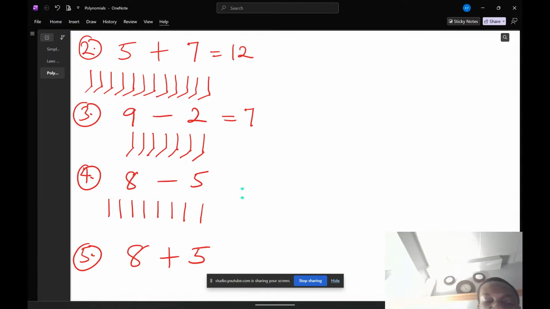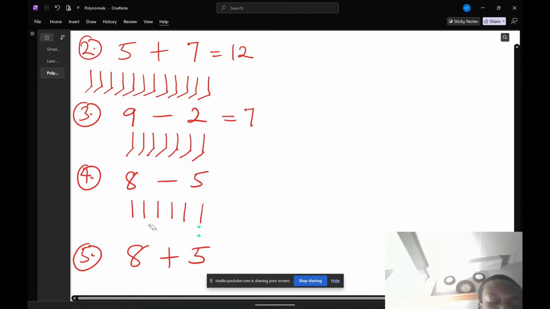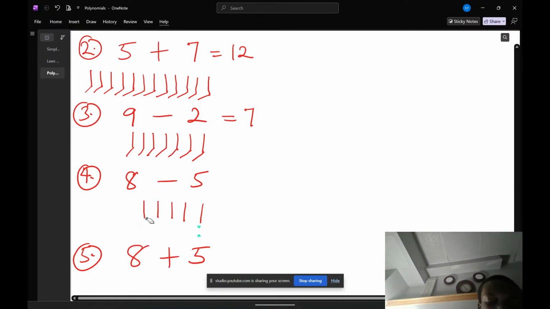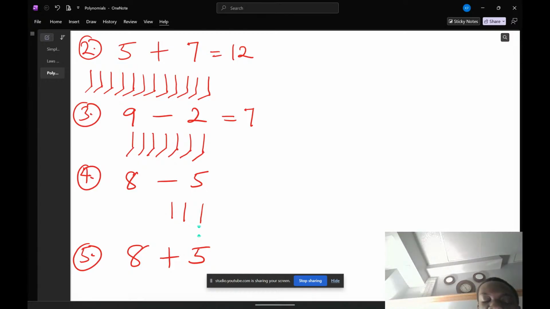And the way I'm going to take away 5, I'm going to be cleaning every number starting from 1. I've cleaned 1. I cleaned 2. I cleaned 3. I cleaned 4. I cleaned 5. So how many do we have left? We have 1, 2, 3. We have 3 left. So 8 minus 5 is equal to 3.